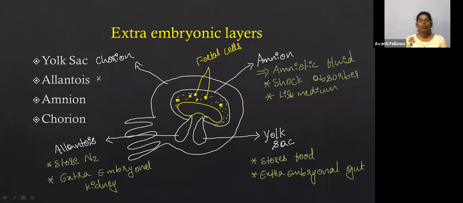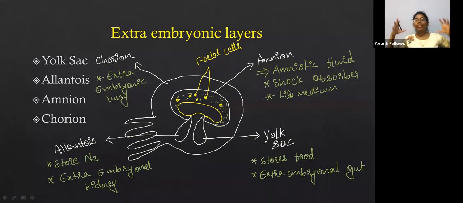So the next one is the chorion. Yes, very good. Next is the chorion layer, which is present all around the embryo. What is the function of the chorion layer? This chorion layer is going to act as the extra embryonic lung.